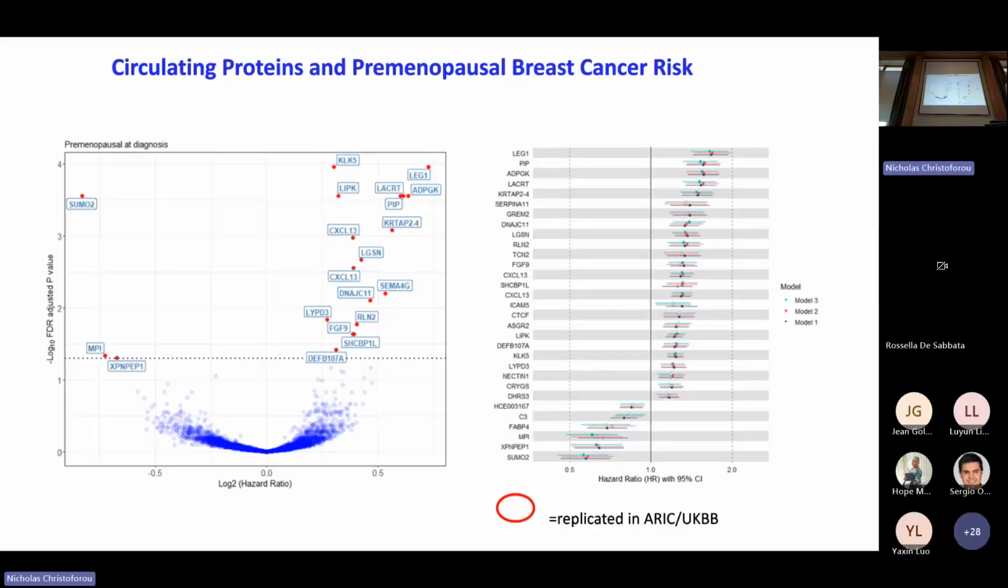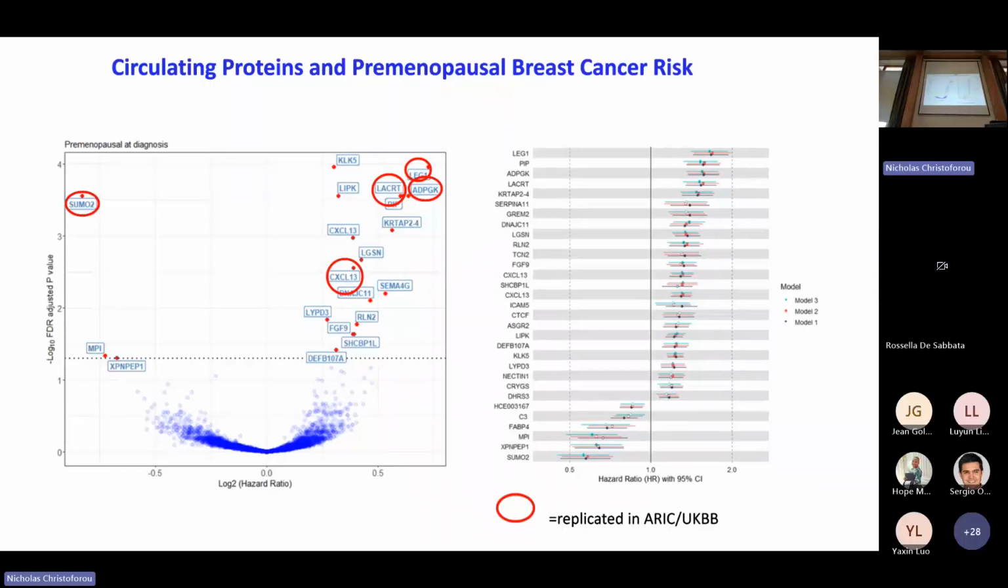On the left, we have the volcano plot for the proteins, and on the right, the forest plot, where the different colored models indicate different types of adjustments we performed. A basic model, and then adding different breast cancer risk factors, and essentially they didn't seem to change the overall results. We were also able to replicate some of the findings in ARIC and UK Biobank.